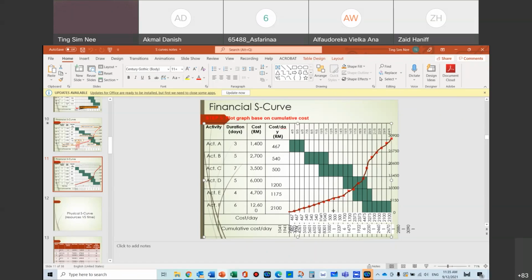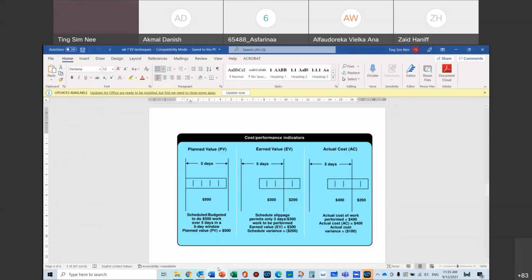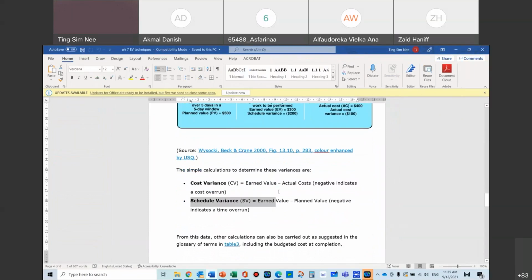Then from there, you've got 3 dots, correct or not? 3 dots here, up or down or whatever. So using that formula from the EV technique, you just have to put in the earned value minus the actual cost, the EV minus actual cost, and the EV minus the PV. Then you will get your negative or positive value. If it's positive for cost variance, it means that you are actually spending under the budget. Okay, it's good, because when you're spending under the budget, it means what? It means that your job is not done.